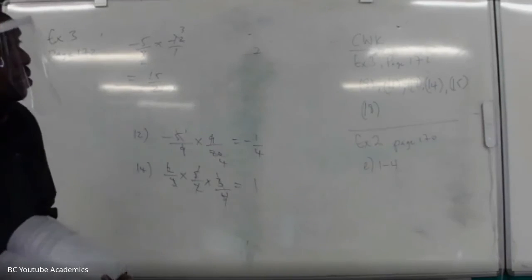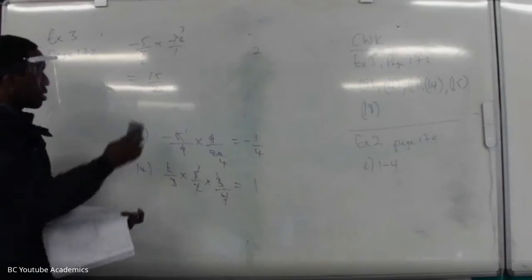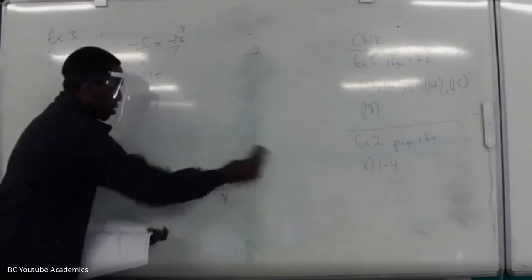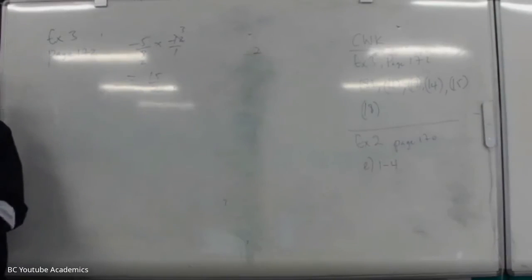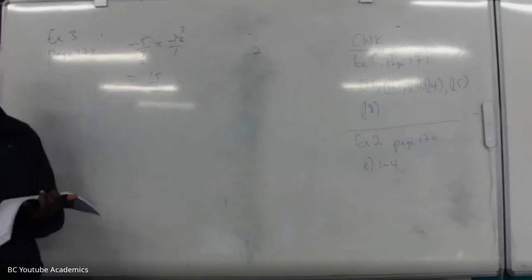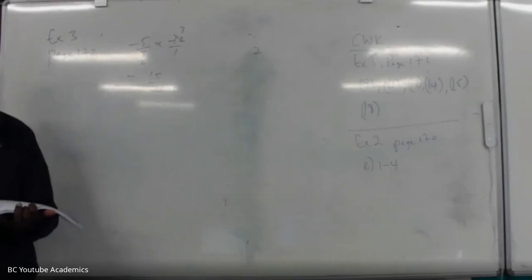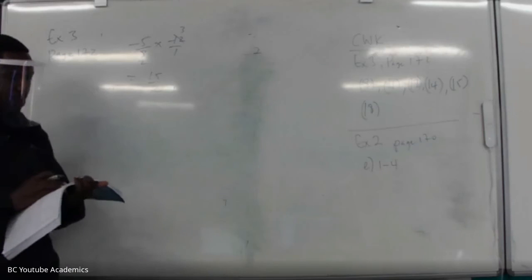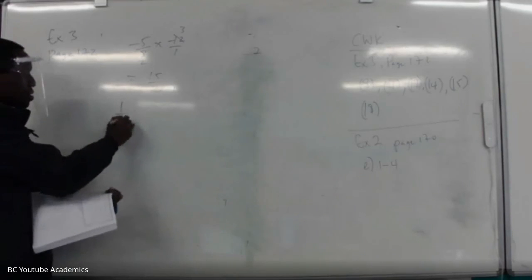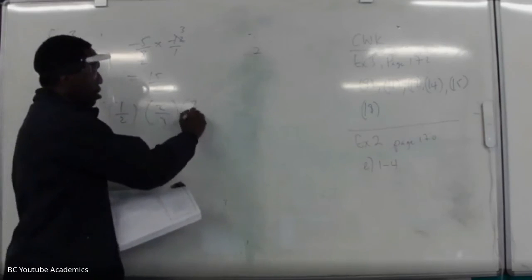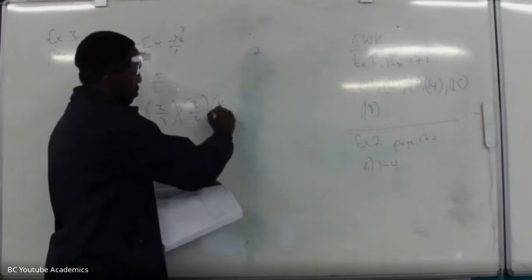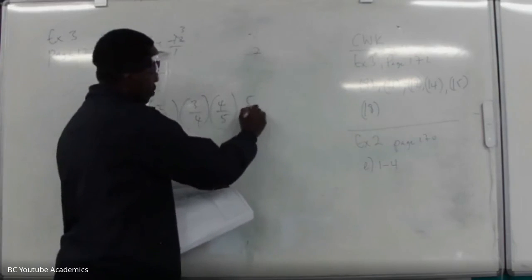Right, and then the last one, 18. Someone put 18? Go ahead. So 2 cancels with the other 2. Can I just write this? So 2 over 3, 3 over 4, 4 over 5, and 5 over 6.